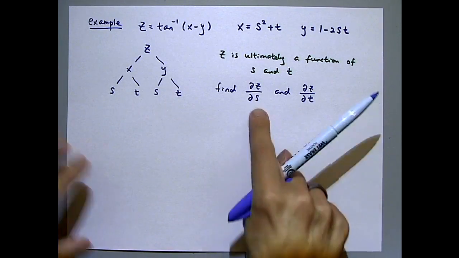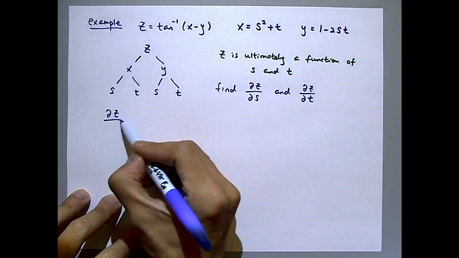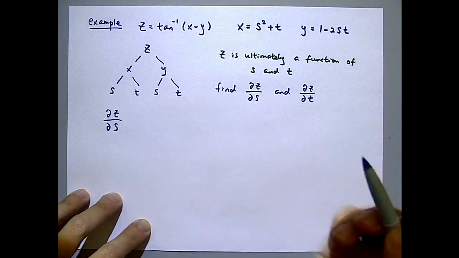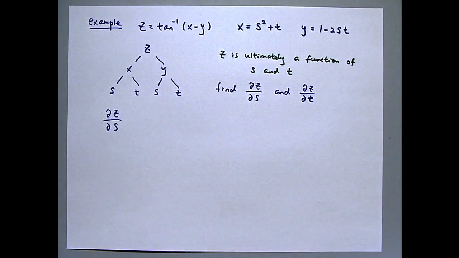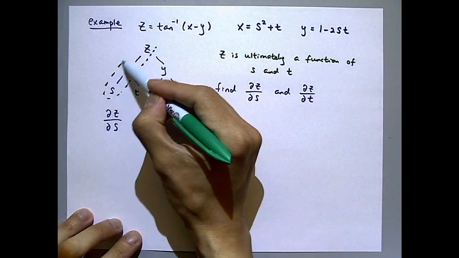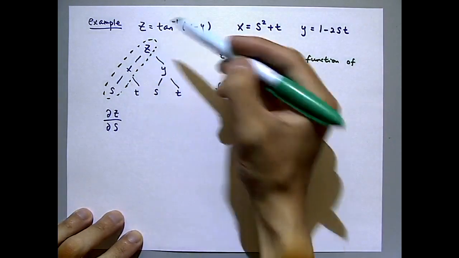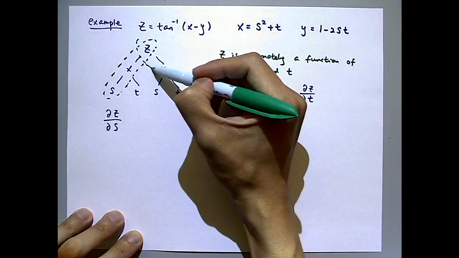All right, so let's try this one first. Partial z, partial s. Z is affected by s in two ways. One is the leftmost branch by the route of x, right? And then a second branch this way.